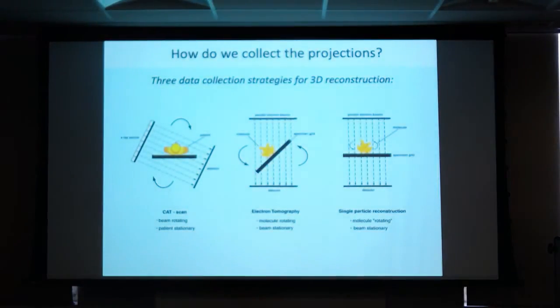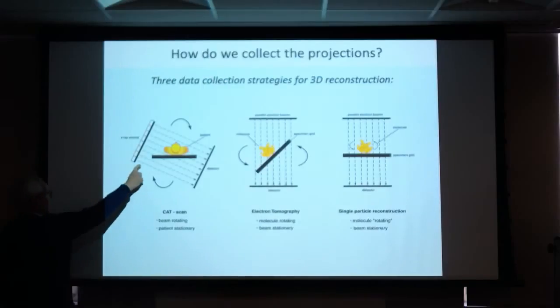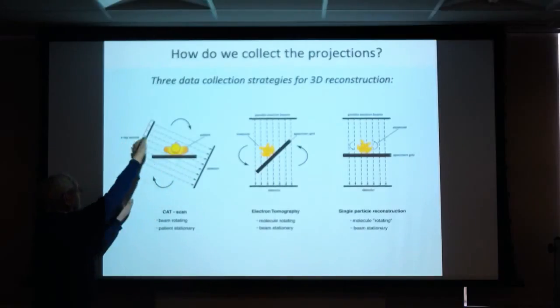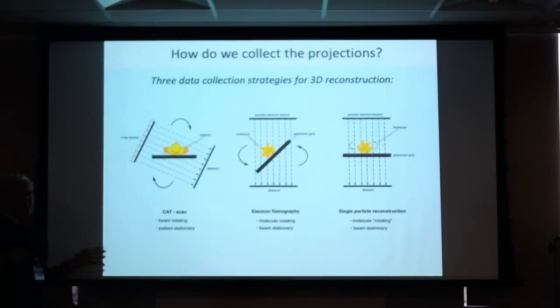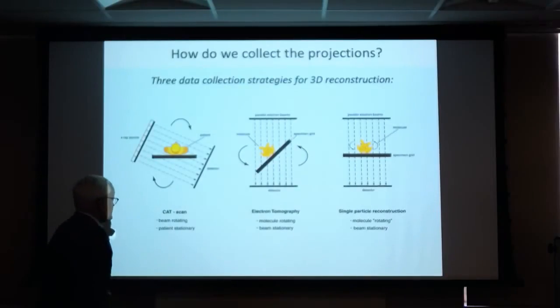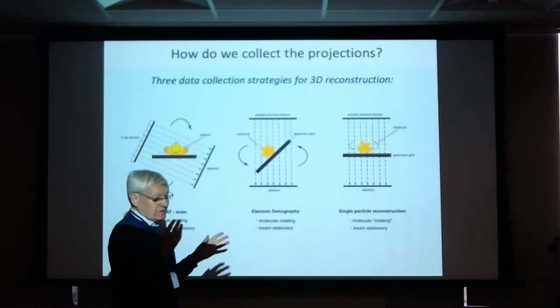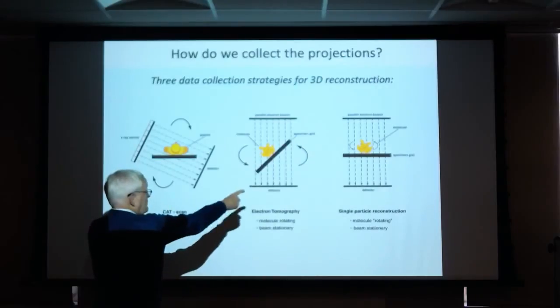Now, how do we collect projections in the end? There are two principal collection methods. For reference, here is the CAT scan method. You have a patient that is stationary, an X-ray source and a detector, and they are turned around in increments, and then you have an entire projection series, and then you go towards the reconstruction, as I told you before. This is completely equivalent to electron tomography, where the molecule is rotating, or it can be any specimen section, and the beam is stationary.